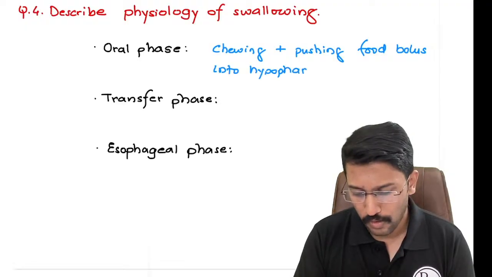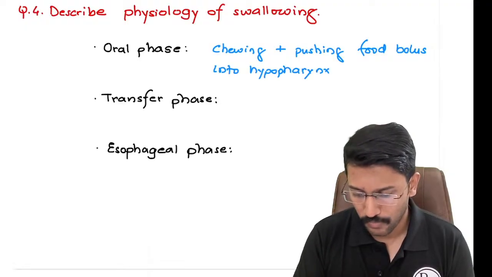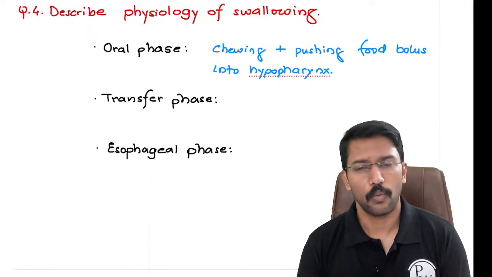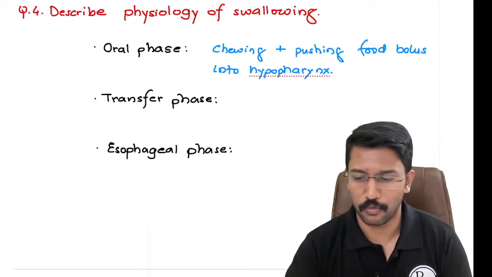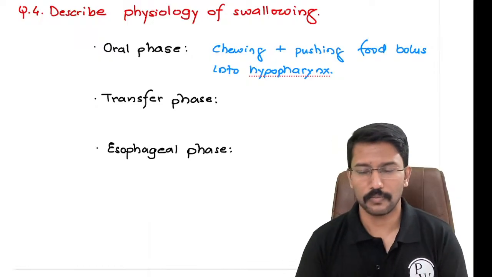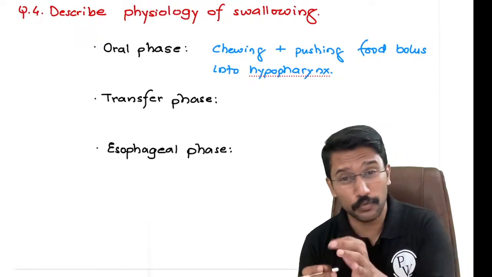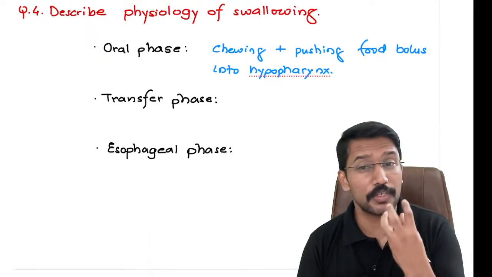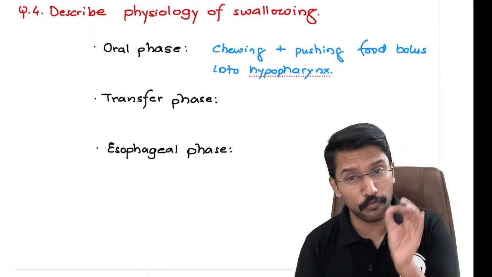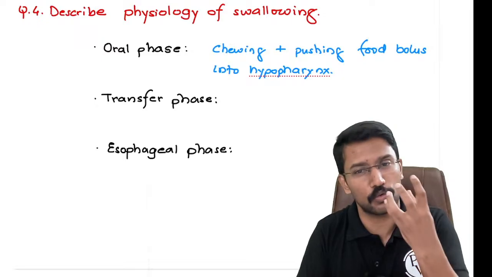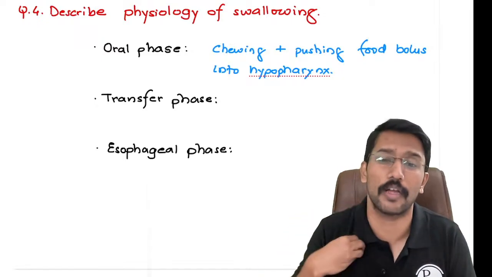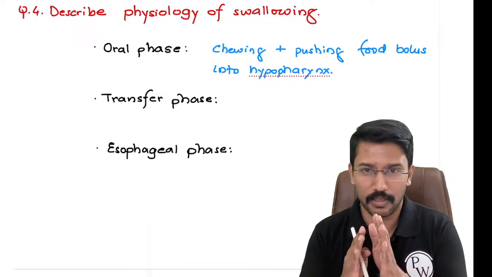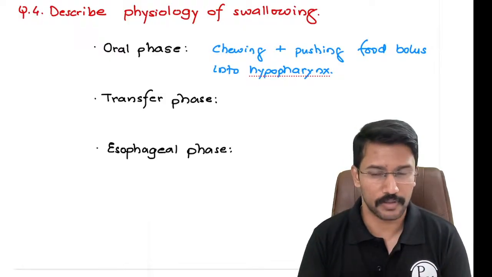Okay. Now I want to ask you a question. When we chew, we are using the muscles of mastication. What is the main nerve supply to the muscles of mastication? Because if I have an issue with this nerve, I may not be able to chew. If I am not able to chew properly, I am not creating a proper food bolus. So then I will have difficulty transferring improperly chewed food into the hypopharynx. That's also dysphagia, right?